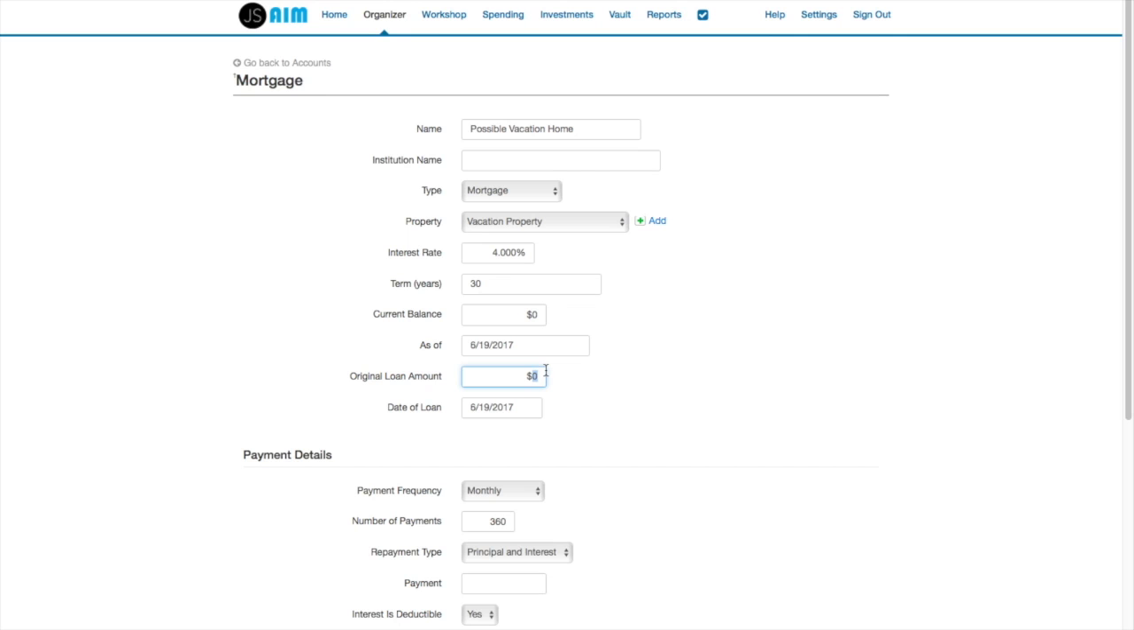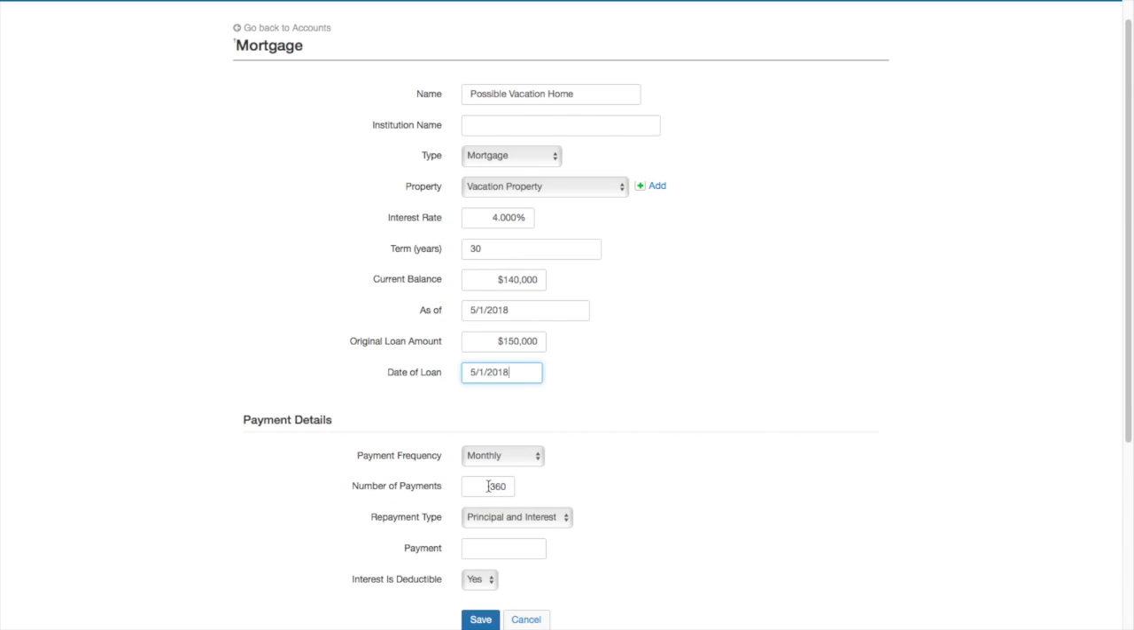The original loan amount, they bought the home for $150,000. They put down 10 grand, so they've got 140,000 left on the loan, and that's going to be as of, they want to buy it by May 1st, 2018. The current balance and the date of loan would be the same thing. They're going to have the 30-year loan, pay on it monthly, principal and interest about $1,000 a month, and that will be deductible. So we've got all this information in here.